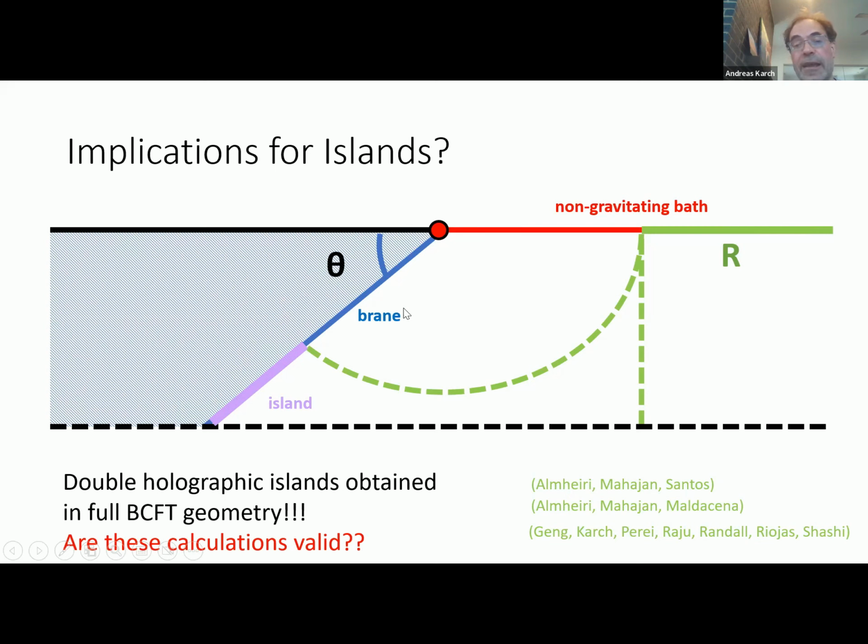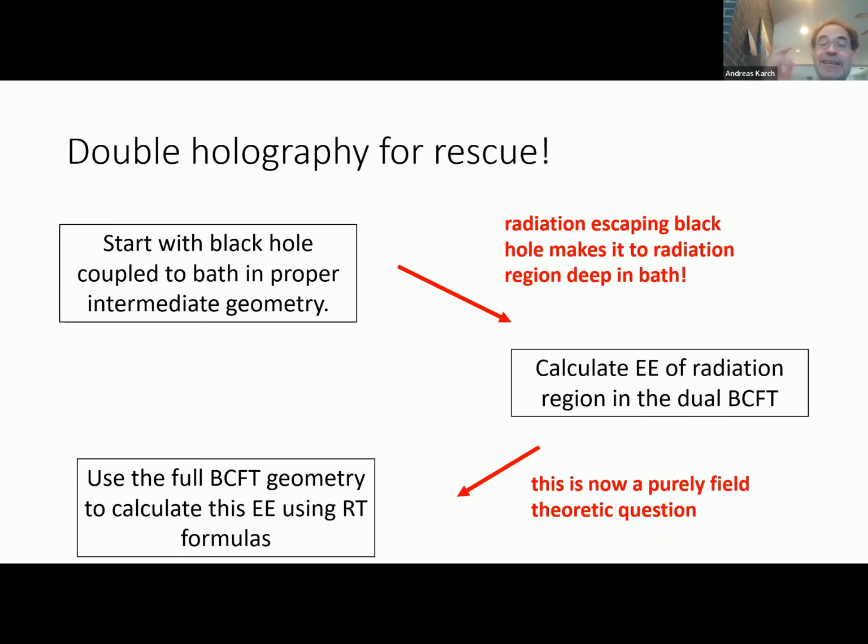And what I try to tell you today is you shouldn't do this anymore. So are these island calculations in trouble? They're not. And there's some magic going on here, which is really like a cheat, right? But basically, all you need is for the intermediate picture to exist, right? You start with a black hole coupled to a bath and the proper intermediate geometry. And now we know how to do this.